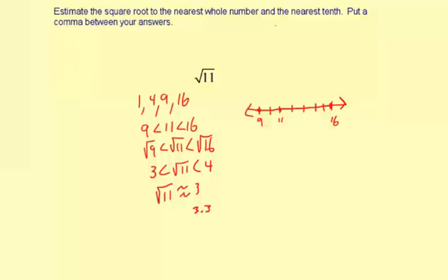Now the directions say put a comma between your answers for the nearest whole number and the nearest tenth. So to enter the final answer, I'm going to put 3, then a comma, and then 3.3.